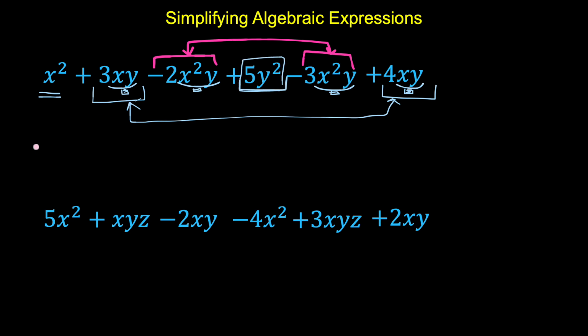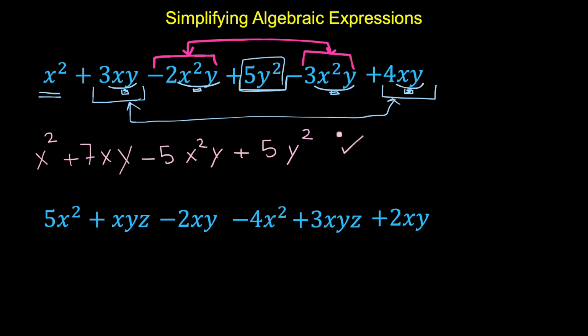And now let's combine like terms. So we have x squared by itself, so we write it by itself. And here we have 3xy with positive 4xy, so 3 plus 4 equals 7xy. And here we have minus 2x squared y with minus 3x squared y, so minus 2 minus 3 equals minus 5x squared y. And here we have 5y squared by itself. And this is our simplified expression.